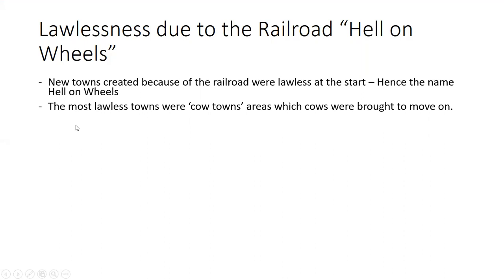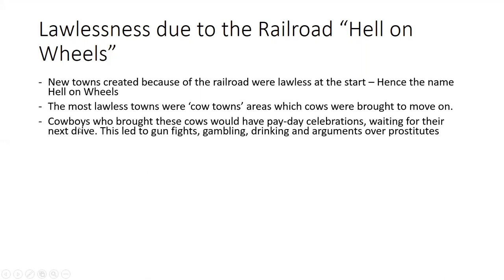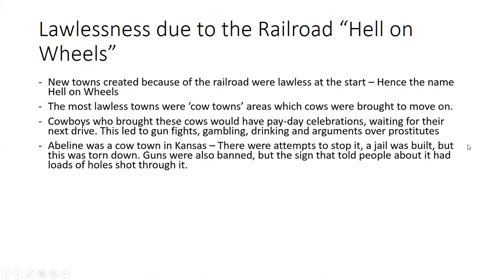The big thing here is the type of people that brought: the cowboys. Once cowboys reached their destination, the cow towns, they'd be paid, and they'd have a payday celebration. They'd be waiting for their next drive, so they could be in a town for a significant amount of time. This led to gunfights, gambling, drinking, and arguments over prostitutes. Lawlessness that was very similar to what we've looked at previously in the mining towns. There's a bit of continuity there, just this was on a much larger scale. Cowboys, very dangerous at times.